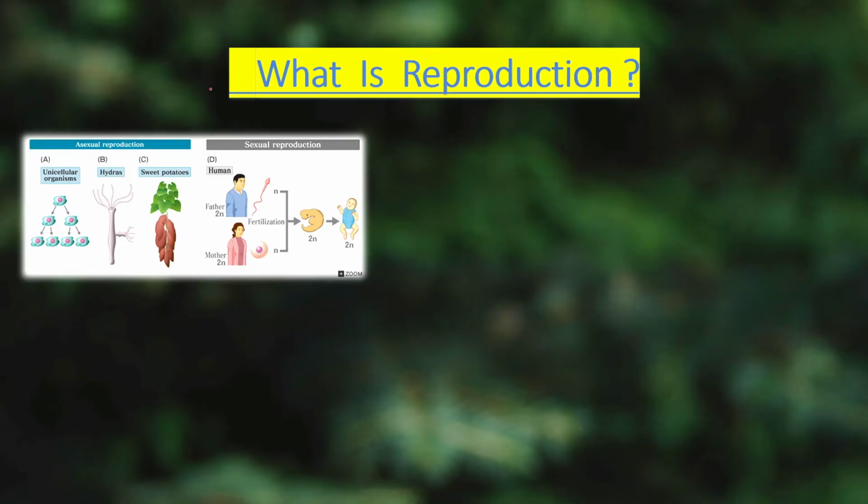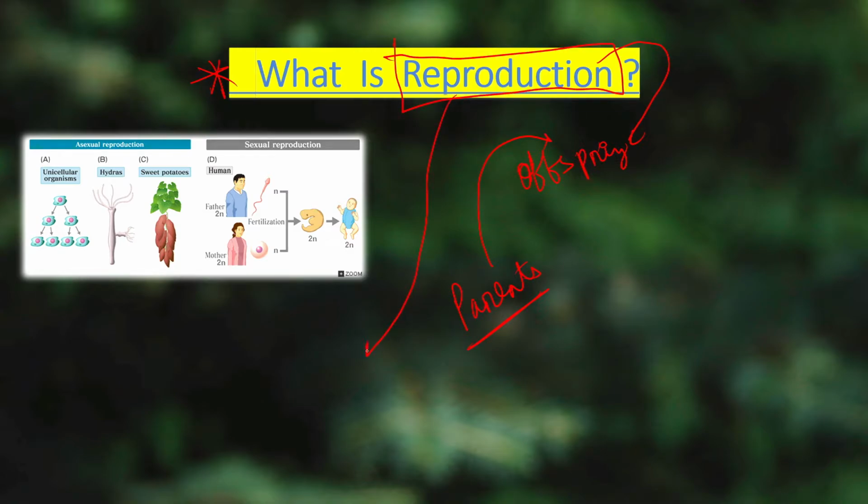So let me first ask you guys, what is the meaning of reproduction? Reproduction is the process in which a new organism, that is a new offspring, is produced from parents. Yes or no? Reproduction is of two types, and that is asexual reproduction and sexual reproduction.